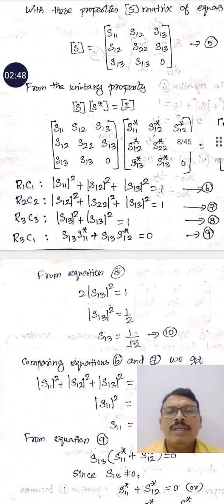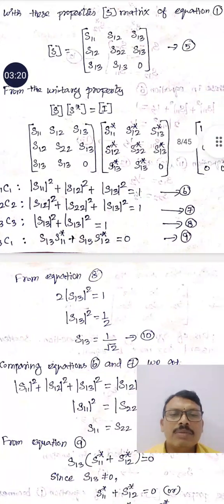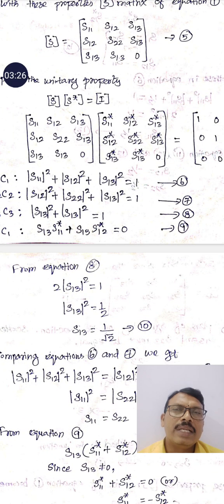Now we can apply the unitary property. What is the unitary property? The unitary property is nothing but the S matrix multiplied by the complex conjugate of the S matrix, which is equal to the unit matrix. So that is S11, S12, S13, then S12, S22, S13, then S13, S13, 0, equal to the unit matrix. The first matrix is the real matrix, and the other matrix is the complex conjugate matrix. When both matrices are multiplied, you will get the unit matrix. The unit matrix can be represented with all diagonal elements equal to 1.